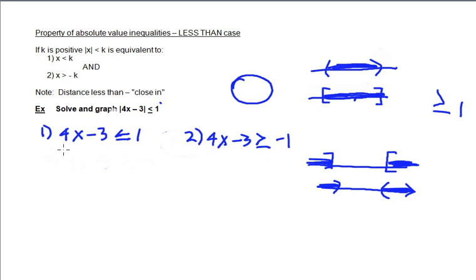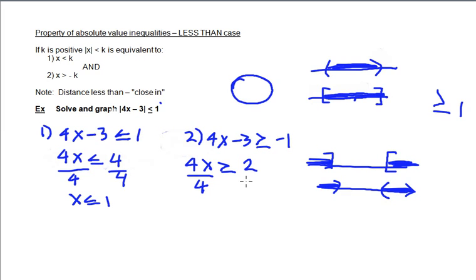So we'll go ahead and solve each of these. I get 4x, adding 3 to both sides, is less than or equal to a positive 4, and then isolating the x, I get that x is less than or equal to 1. So that's my first inequality, and then the second, I'll do the same. I'll isolate the 4x by adding 3 to both sides, and this time we've got the greater than or equal to symbol, but negative 1 plus 3 becomes a positive 2, and then dividing both left and right by 4, we end up with x is greater than or equal to a half.